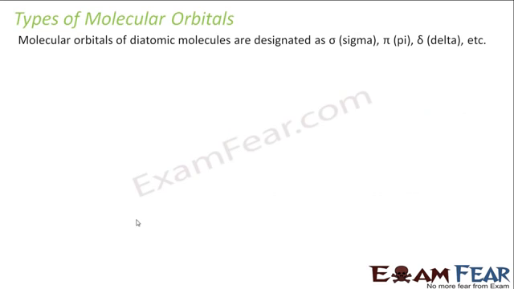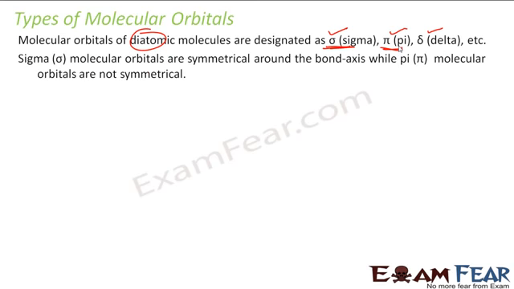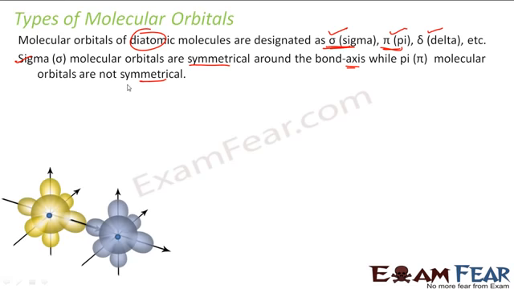So the molecular orbitals of a diatomic molecule that we will be studying now can be sigma, pi and delta, etc. But we'll be focusing only on sigma and pi molecular orbitals. Sigma, as I told, as the name suggests, is cylindrically symmetrical around the axis, whereas the pi molecular orbitals are not symmetrical. Correct? See this example.